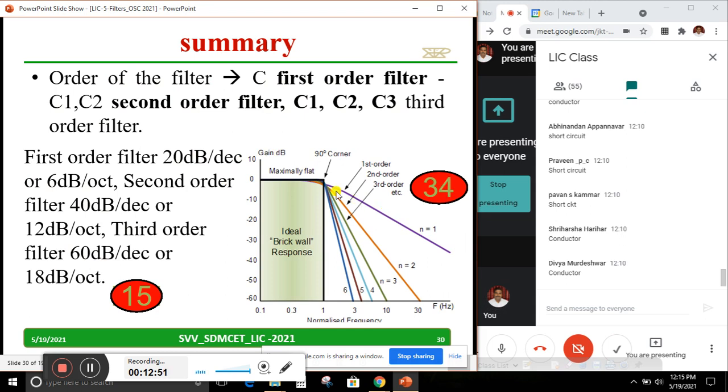And this is the way it changes: first order, second order, third order, fourth order. Ideally it is like this. You won't get the ideal, which is very difficult. But as the order of a filter increases, it is going towards the ideal. That is the one point which you have to remember.